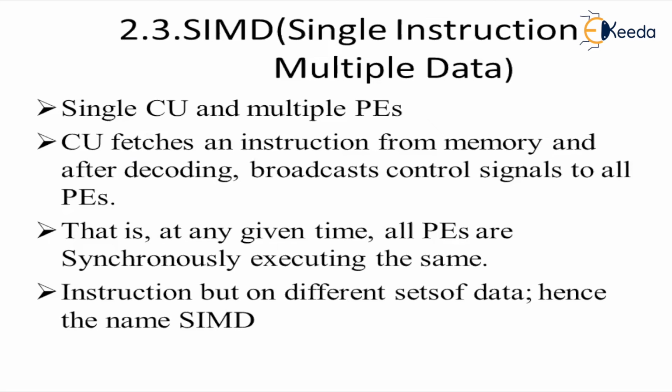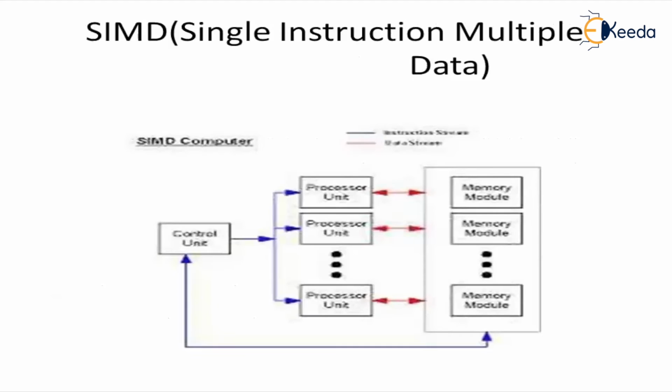The control unit fetches an instruction from memory and, after decoding, broadcasts the control signal to all the portable equipment, which we call PEs. That is, at a given time all PEs are synchronously executing the same instructions, but on different sets of data. So the instruction is getting executed, but on different sets of data. That is the reason it is called SIMD.